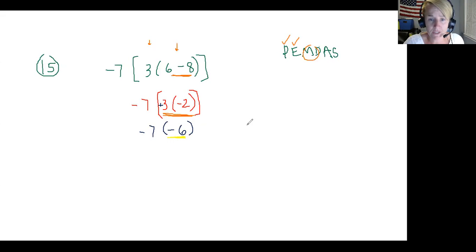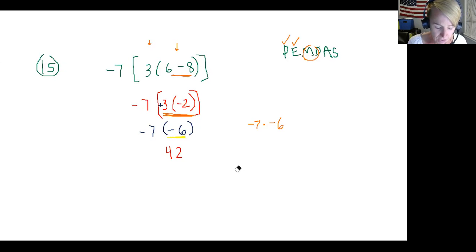I basically have negative 7 times negative 6 because that parentheses next to it tells me that it's a times. And when I have a negative times a negative, I have a positive. Okay, so it's going to be a positive number. And 7 times 6 is 42. So it's positive 42, which you can just write as a 42. And that's your answer for number 15.